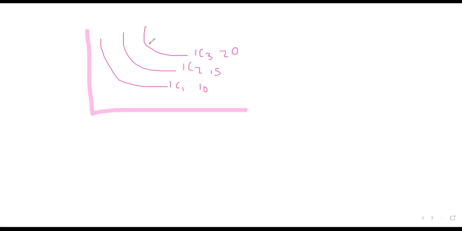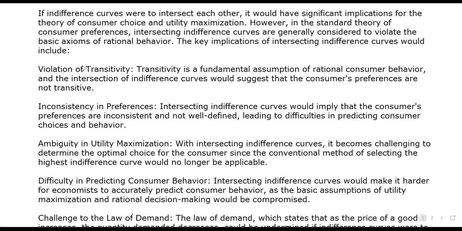So if it came and cut there, it means that this is offering 20 utils. At some point, it's meeting, they're offering the same utility, which kills the law. So it violates transitivity, it violates consistency of preferences. When they're intersecting, it would imply that preferences are not consistent and well defined.